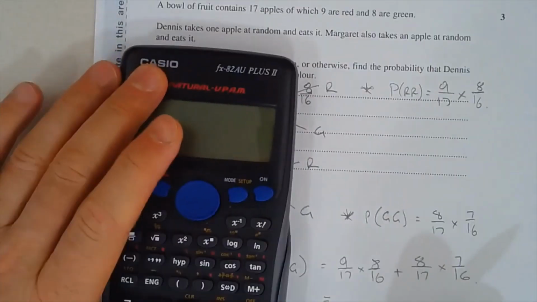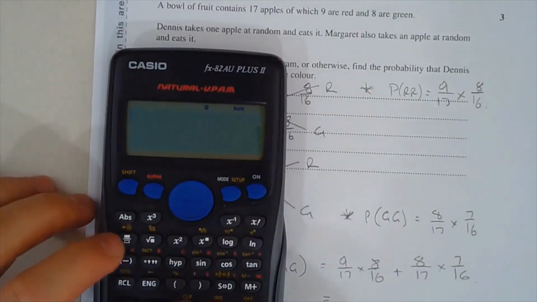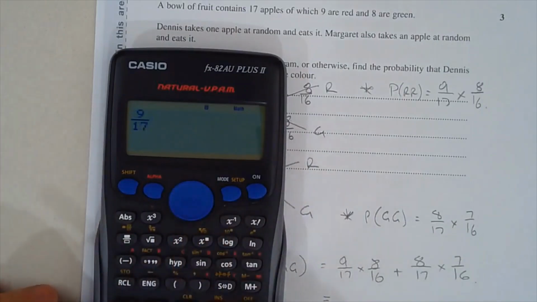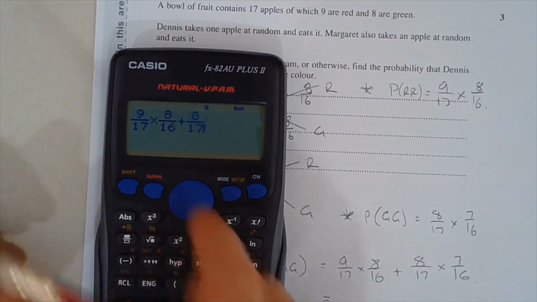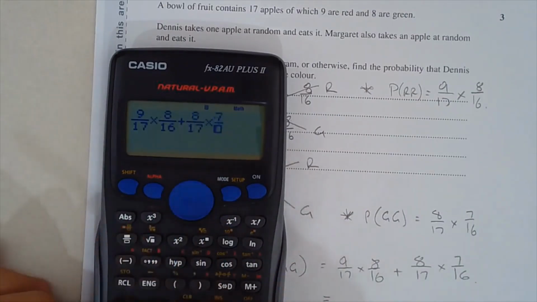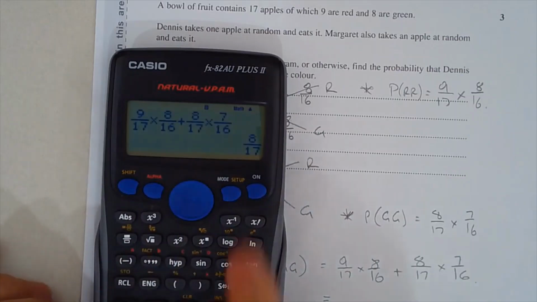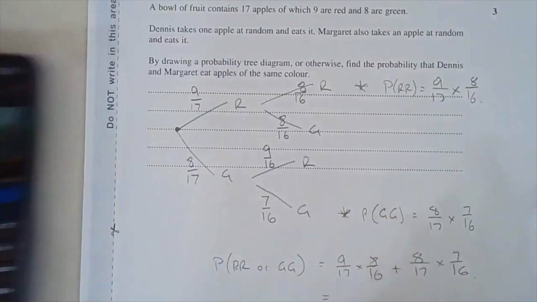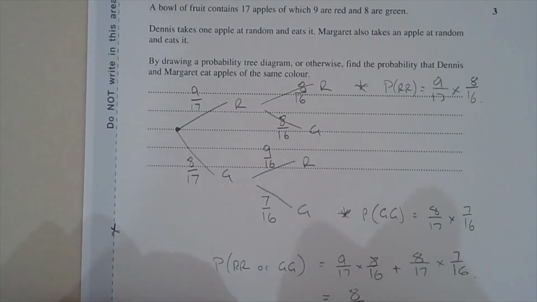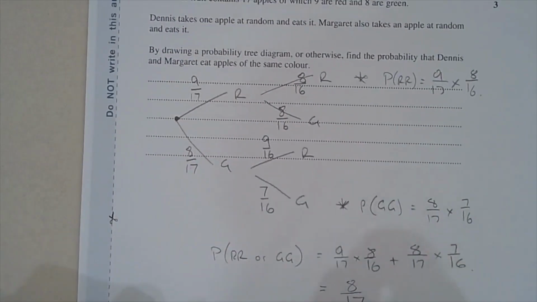And let's do that now. Okay, so 9 on 17 multiplied by 8 on 16 plus 8 on 17 multiplied by 7 on 16. And we get 8 on 17 as the probability.